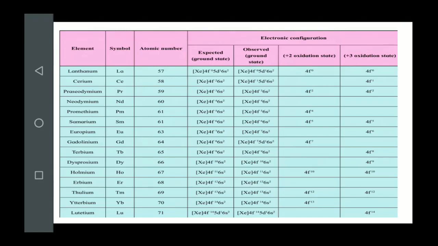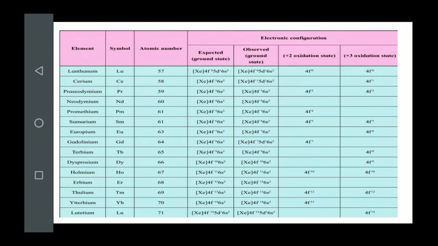Now look at gadolinium. Gadolinium is 64. We expect xenon 54, then 6s2, that is 56 electrons. When you subtract 56 from 64, you are left with 8 electrons. So according to Aufbau, we expect that these 8 electrons should go into the 4f orbital. But what we observe is that instead of showing a 4f8 configuration, the observed configuration is 4f7 and 5d1. One of the electrons goes to the 5d orbital.